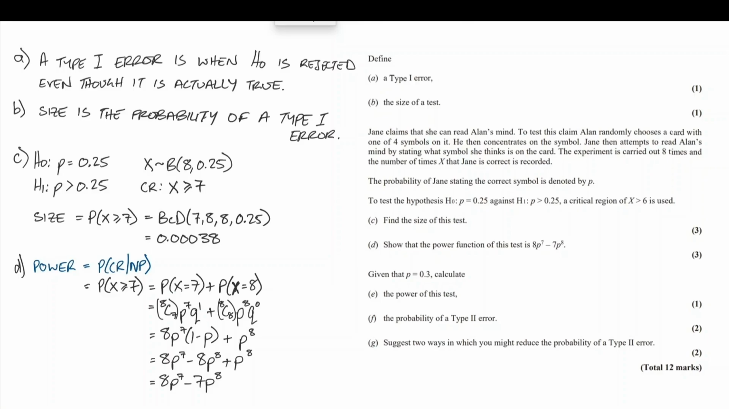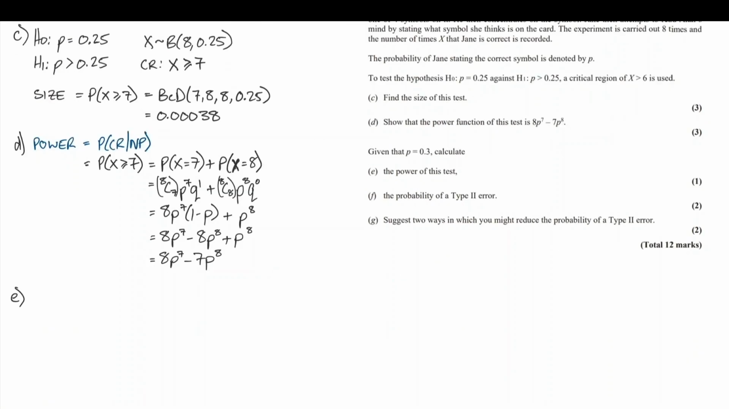Next, we're actually given a value for p. Given that p equals 0.3, calculate the power of this test. So I'm just going to need to substitute 0.3 into this expression. So when p equals 0.3, the power is going to be 8 times 0.3 to the power of 7 minus 7 times 0.3 to the power of 8, and we get 0.0013.